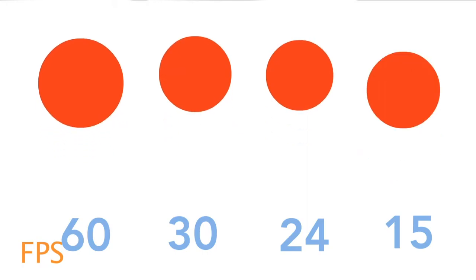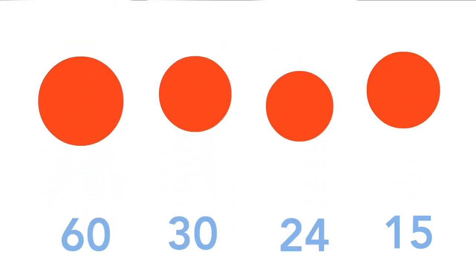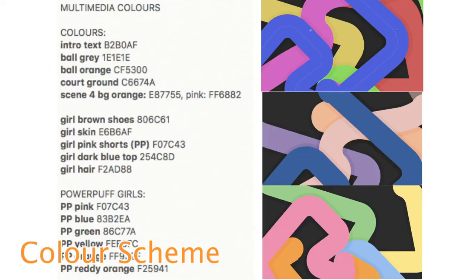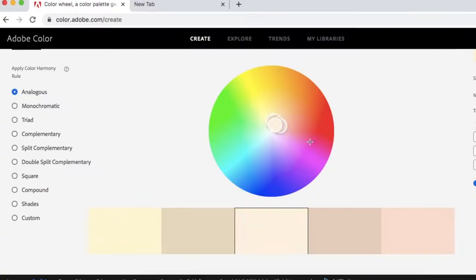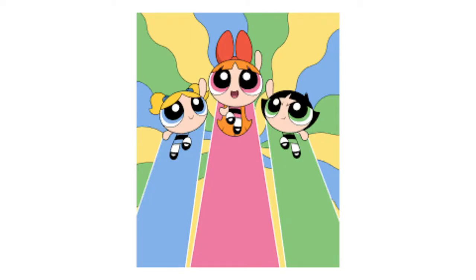For the majority of my animation, I'm using 60 frames per second because it isn't too choppy, it's smooth, and it's really appealing. These are my different tests of colour schemes. For my final project, I used the bottom scheme with inspiration from Adobe Color and the Powerpuff Girls.